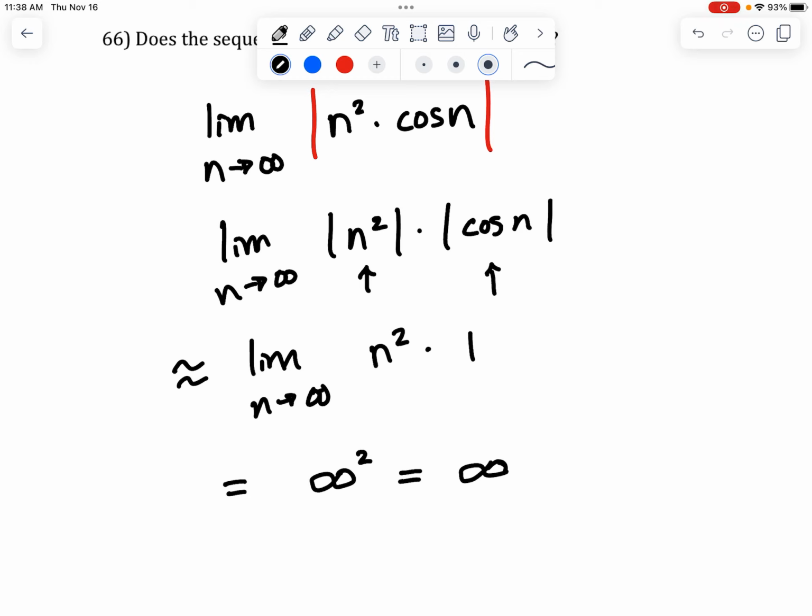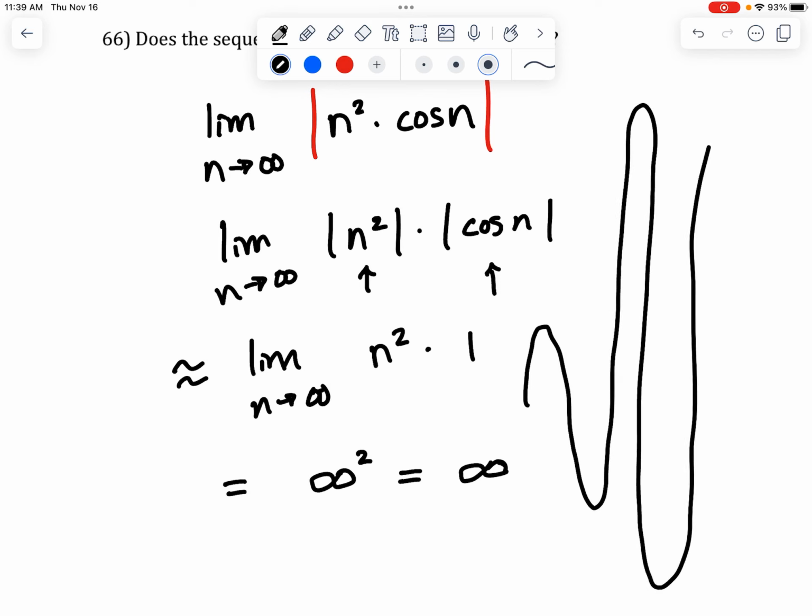Okay, so that's when it's positive. And then if you did the negative, it would go to negative infinity. And that's why it was going like this, down to negative infinity, back up to positive infinity, down to negative infinity. So this one diverges.